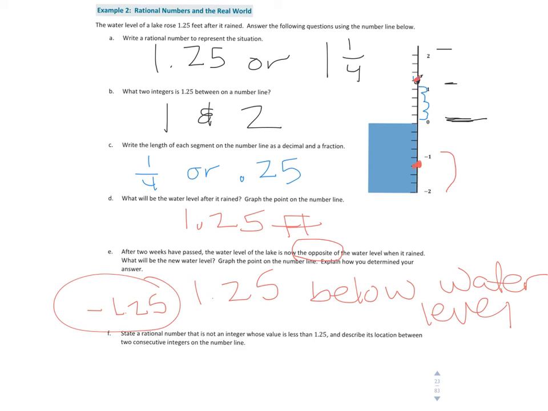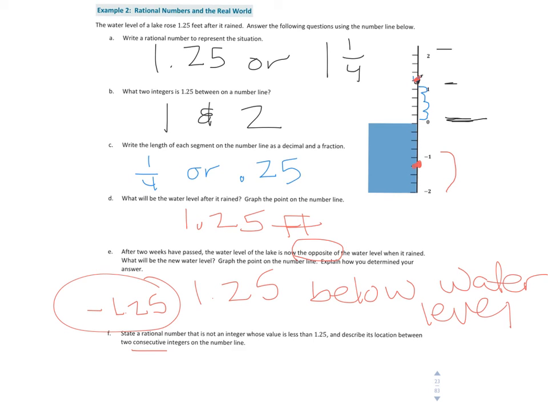State a rational number that is not an integer, whose value is less than 1.25, and describe its location between 2 consecutive integers on the number line. Consecutive means when you're counting, they come right after each other, like 1, 2, 3, 4. They're consecutive, they're not skipping anything.